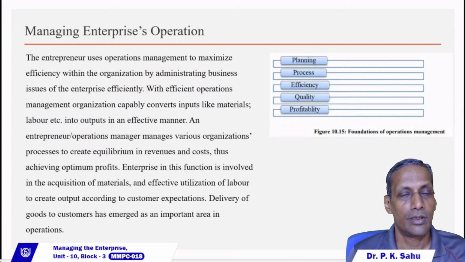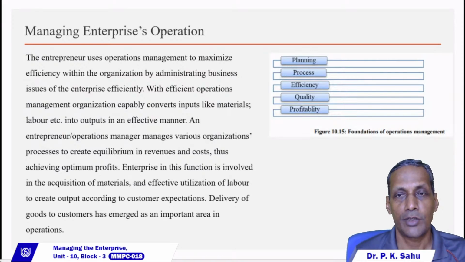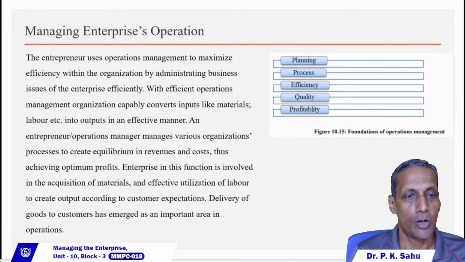The entrepreneur also manages the enterprise's operation. The entrepreneur uses operation management to maximize efficiency within the organization by administering business issues of the enterprise efficiently. With efficient operations management, organizations capably convert inputs like materials, labor, etc. into outputs in an effective manner. An entrepreneur or operations manager manages various organizational processes to create equilibrium in revenues and costs, thus achieving optimum profits.